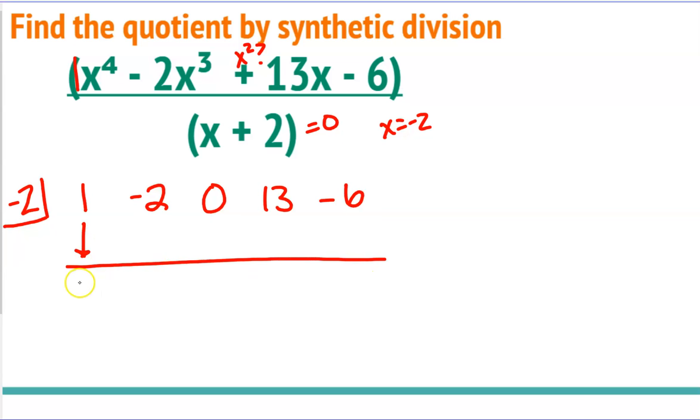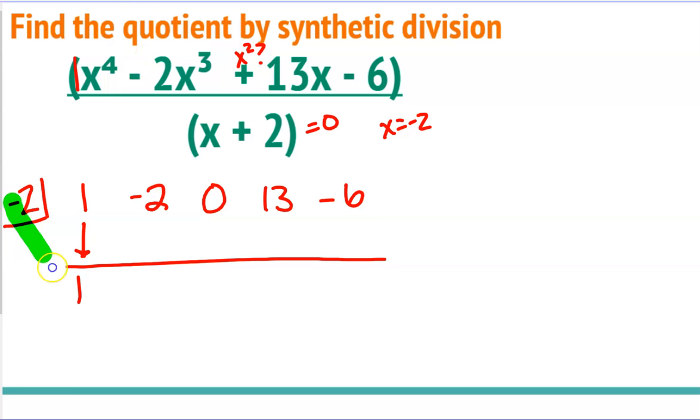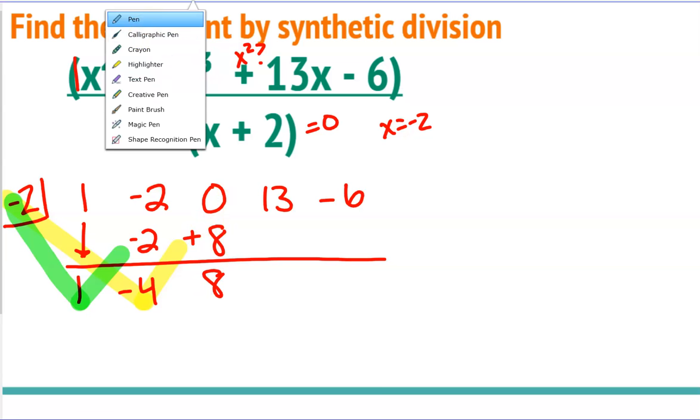So we've done the setup. Now let's do the work. All right, we're going to basketball. Negative 2 times 1 is going to give me negative 2. Negative 2 minus 2 gives me negative 4. Again, it's really important to bring the signs up with it. All right, now I have negative 2 times negative 4. That gives me a positive 8. So I am going to write the positive because now I'm going to add. 0 plus 8 gives me 8.